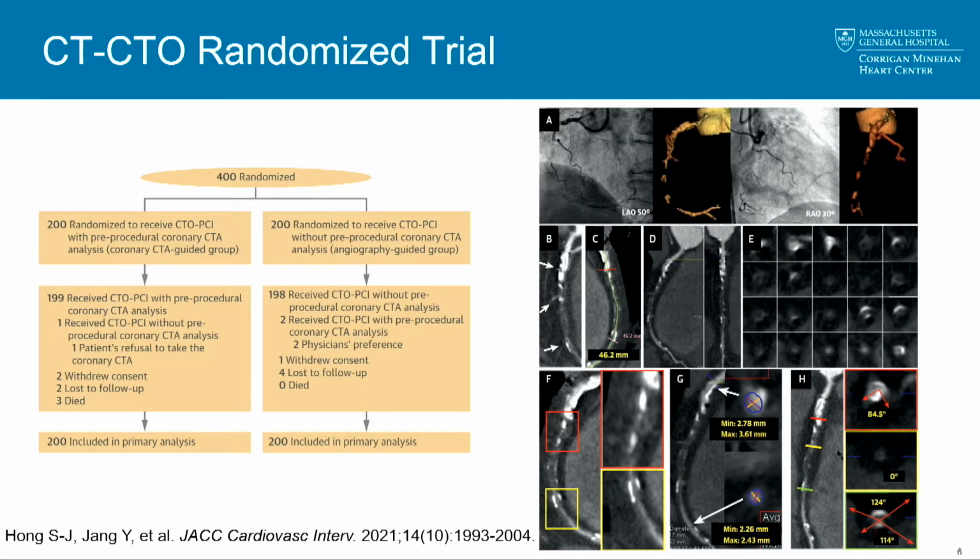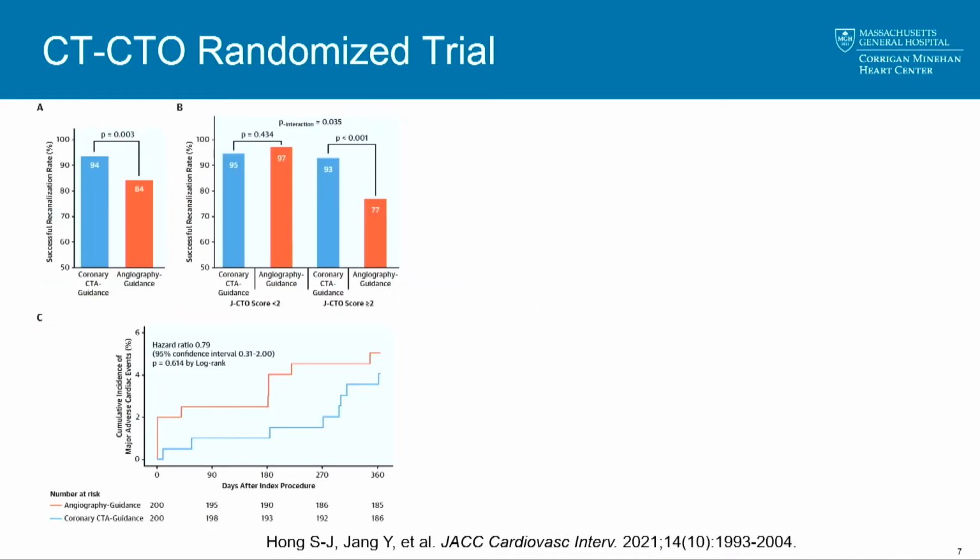Now I'm going to talk about a few randomized control trials. The first trial to talk about is the CT-CTO trial, which was conducted in South Korea. 400 patients were randomized in a 1-to-1 fashion to pre-procedural CT compared to just angiography alone. And the outcome, which was technical success, what they found was that there was a 10% increase in crossing the CTO if you used pre-procedural CT compared to angiography alone.